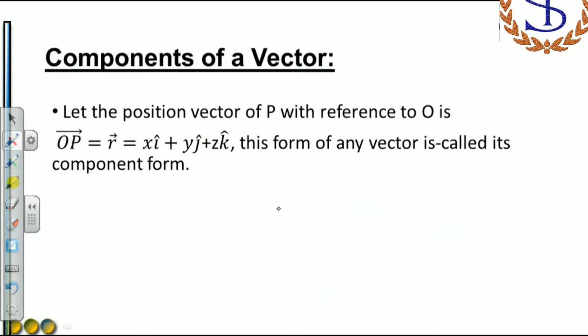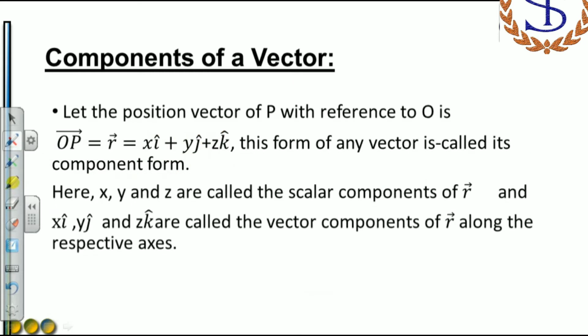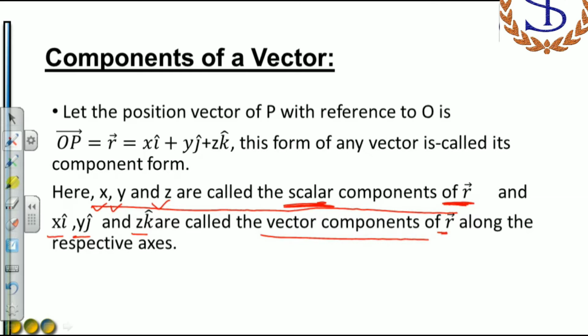Okay. So next I have written here: x, y, z are called scalar components of the R vector. But xi cap, yj cap and zk cap are known as vector components of the R vector. Is it clear to all of you? Yes.